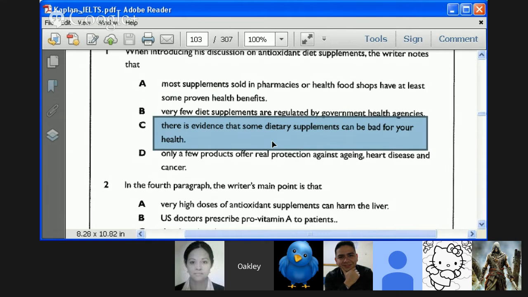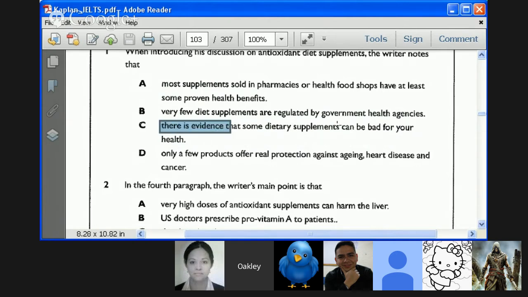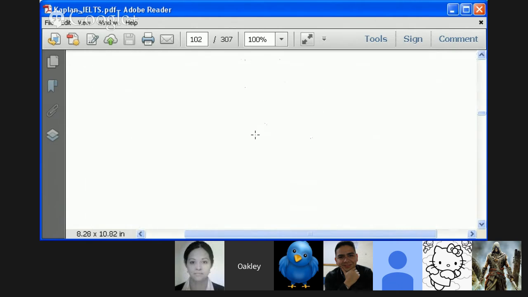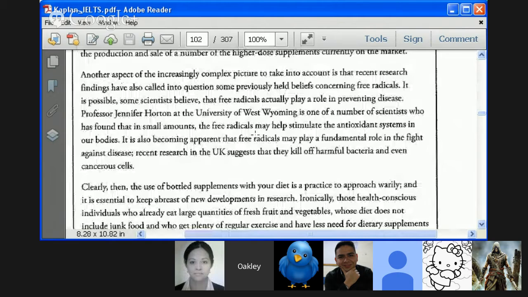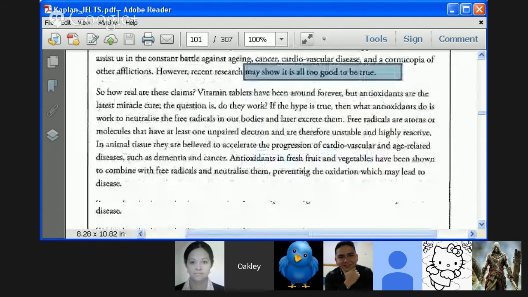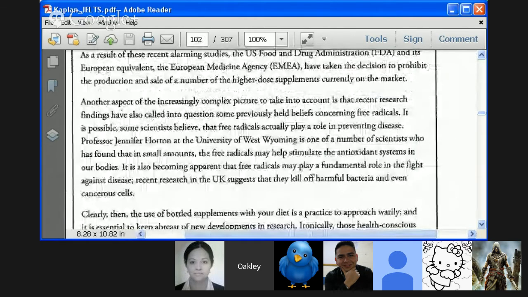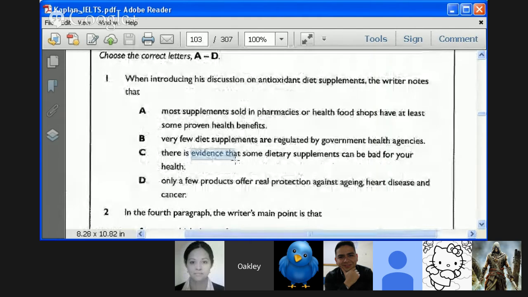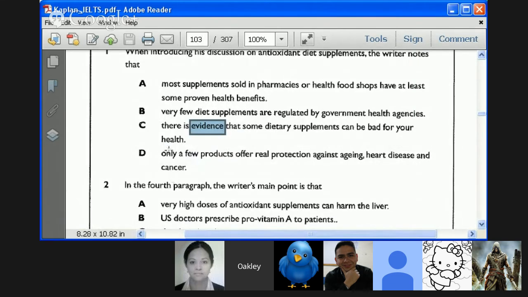Does it say there's some evidence that dietary supplements can be bad for your health? Let's simplify this. No, I don't think so. There is evidence dietary supplements can be bad for your health. Well, not explicitly, no. It says it's in doubt, right? It may be too good to be true, but it definitely does not present evidence. Yeah, right? Okay, that may come later. Now there may be evidence later in the text.